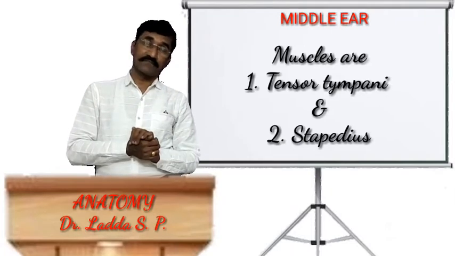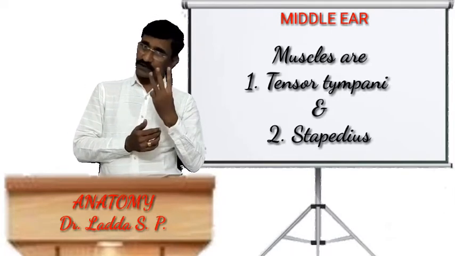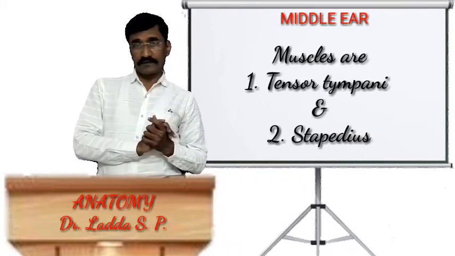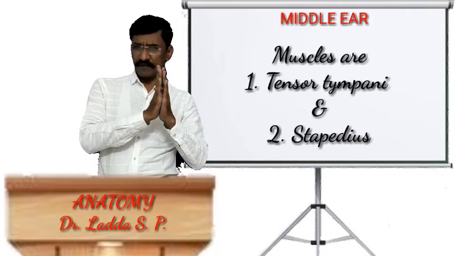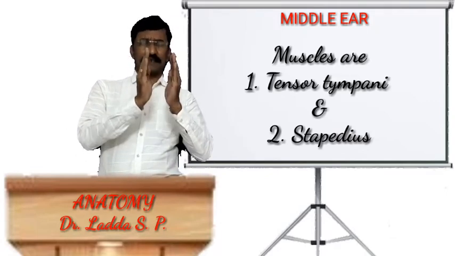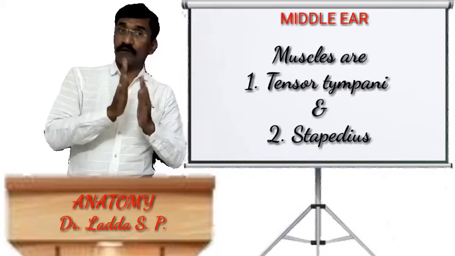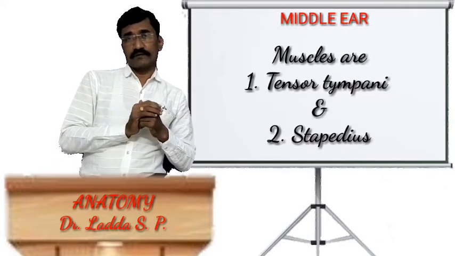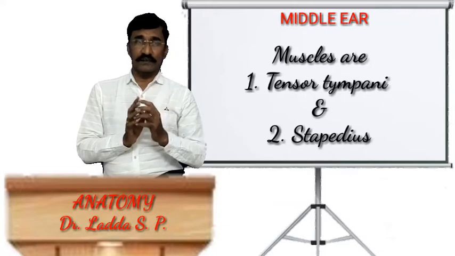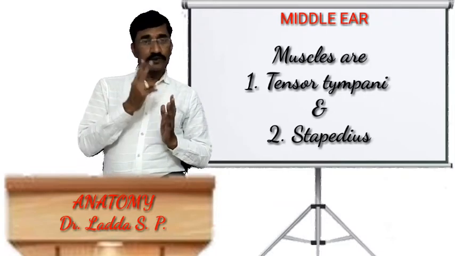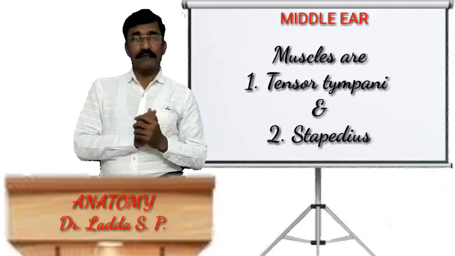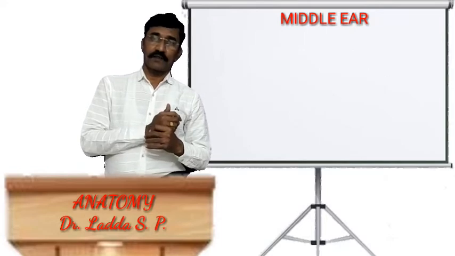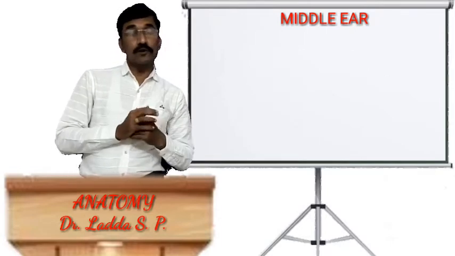And the second one is stapedius. We know there are three ossicles: malleus, incus and stapes. So that the stapes can get well fitted without any movement and remain in a stable position, there is one muscle for the stapes bone, called the stapedius muscle. So these are the two muscles in the middle ear, tensor tympani and stapedius. Now the next one is ossicles of the middle ear.